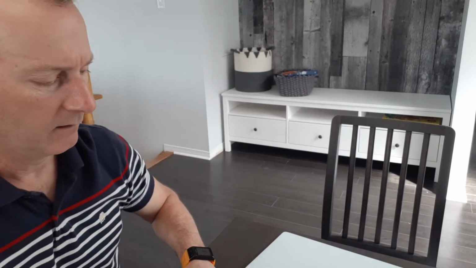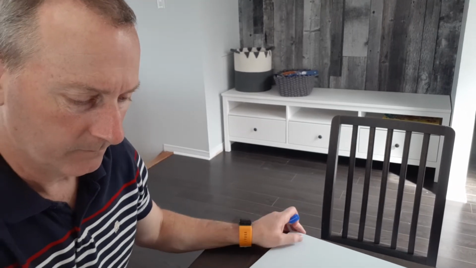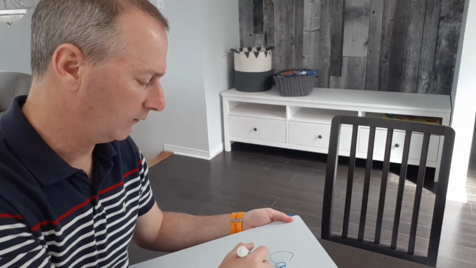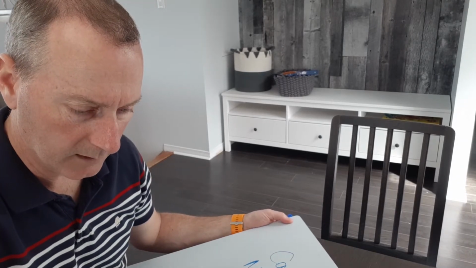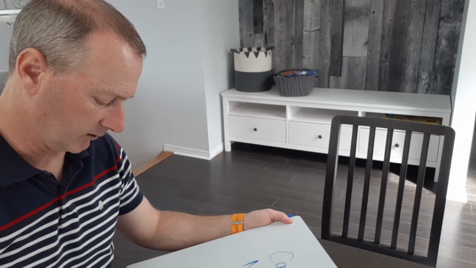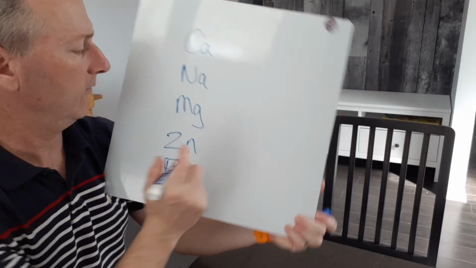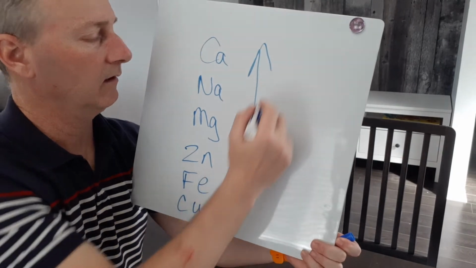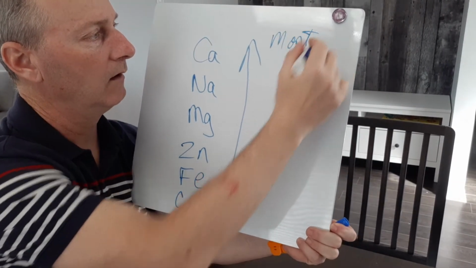Let me find it here. I think the ones we had in that lab were calcium, sodium, magnesium, zinc, I think iron, and maybe copper. So if this is our activity series of metals, what we're saying is that as we go up, this is most reactive to least.